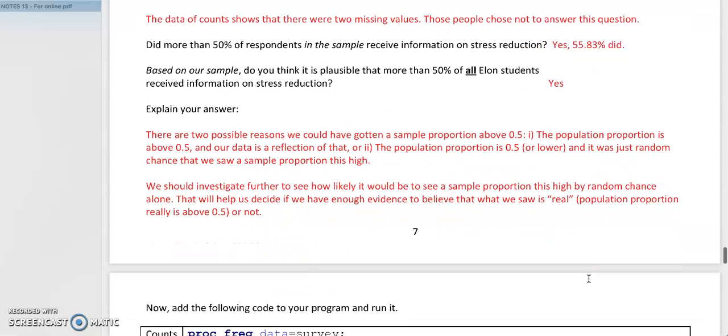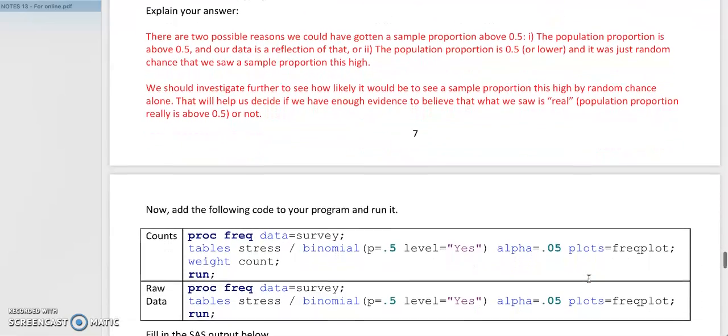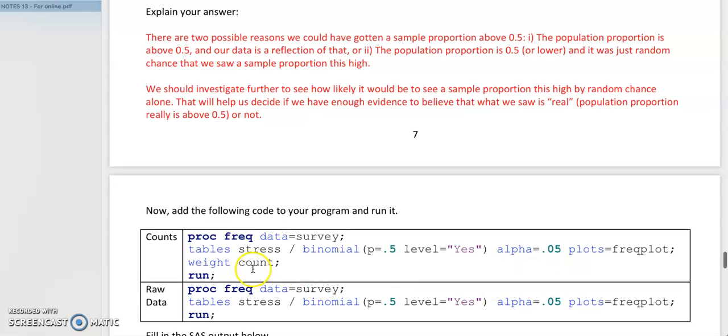All right, so we are going to add some other stuff to our code. I'm going to add this part that adds binomial. I want to test a null model that says p equals 0.5. I'm interested in studying the people who say yes. And maybe I'll make a 95% interval and tell SAS to calculate some graphs along with this.